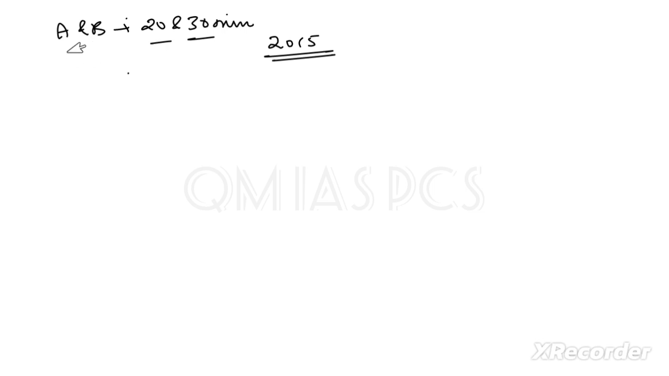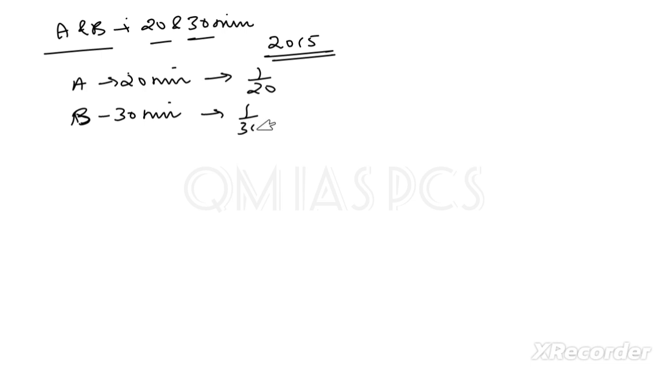It's very simple. A is taking 20 minutes, and B is taking 30 minutes. So we can say the efficiency of A will be 1 by 20, and this will be 1 by 30. So when they are open together, it will be 1 by 20 plus 1 by 30. Just take the LCM of 20 and 30, it will be 60.